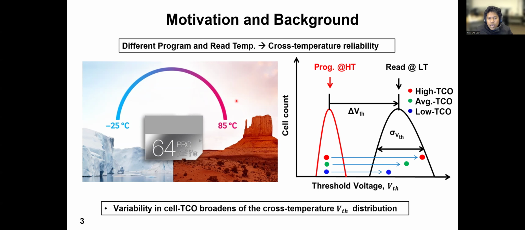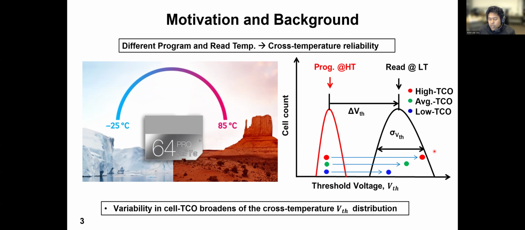So to explain how that happens, we present the conceptual diagram on the right. Here, the red distribution is a page cell distribution, the threshold voltage distribution of the cells of a memory page. When you program it at a temperature, let's say high temperature, and if we try to read it at a different temperature, let's say at a lower temperature, we get this black distribution. And it is noticeable that the black distribution has shifted, and also it is significantly wider.